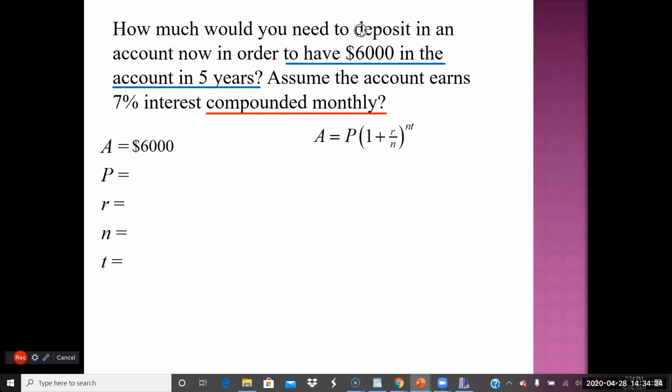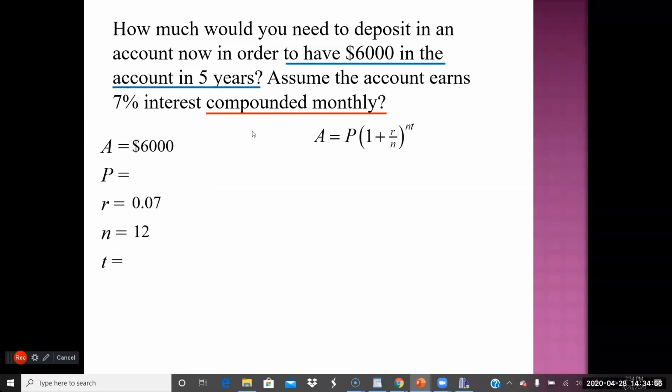So they're asking you what principal do you need to put in at the beginning. And we don't know that. That's the unknown. So we skip that. And we can put in our R, our N, and our T. Actually, you could put our T in first because that's 5 years. But they're putting in R first instead. And that's the 7% interest. And in decimal form, remember, 7% is 0.07. You move the decimal place to the left 2 places. So that's why we have R here.